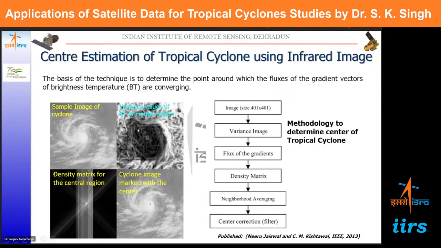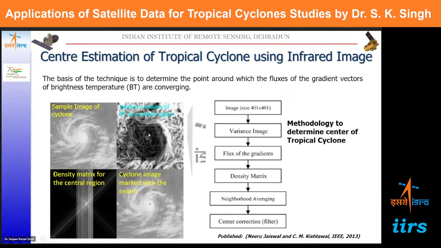So in this, first, they have taken a sample image from the Kalpana satellite, this infrared image. They have cut the image only over the portion where the tropical cyclone is located. So they identified the scene of interest, of size around 401 by 401 blocks.